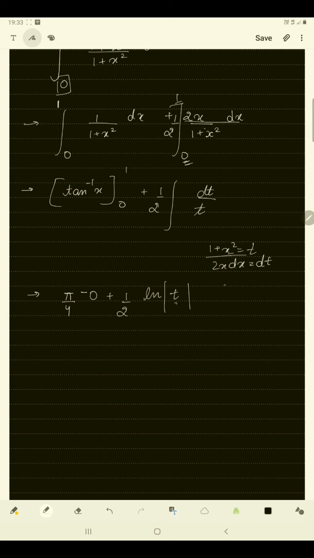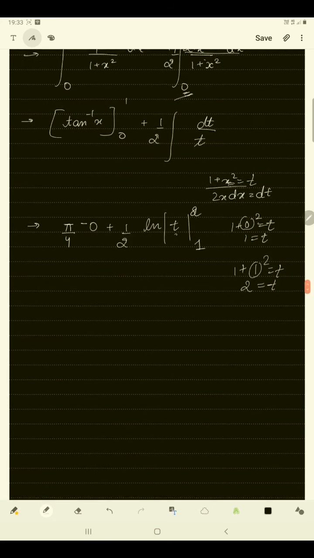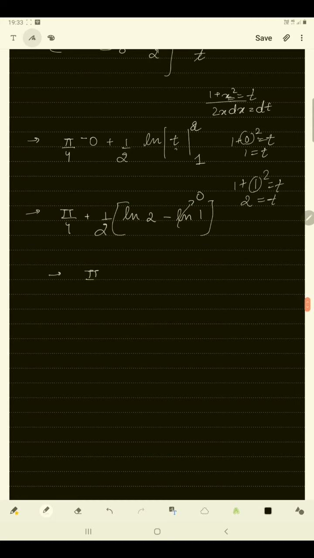Putting the lower limit 0 in x, we get 1 as the lower limit of t, and putting 1 as the upper limit of x, we have 1 plus 1, which is 2, so the upper limit is 2. So now we have also changed the limits. Now we have half times ln 2 minus ln 1. ln 1 is 0, so we have the answer as pi by 4 plus half ln 2. This is the answer. Thanks for watching.